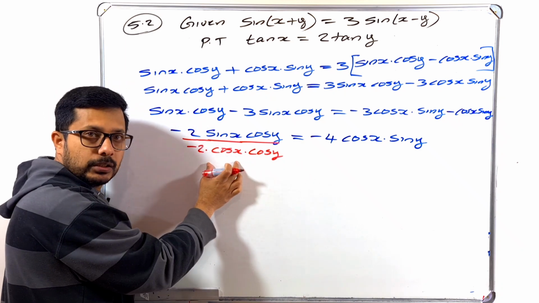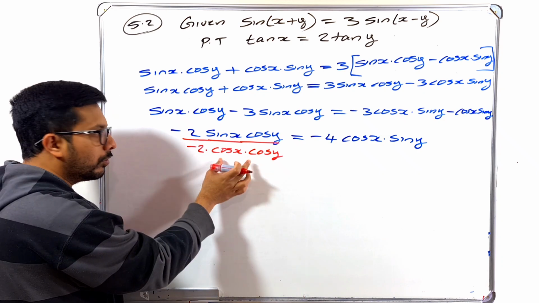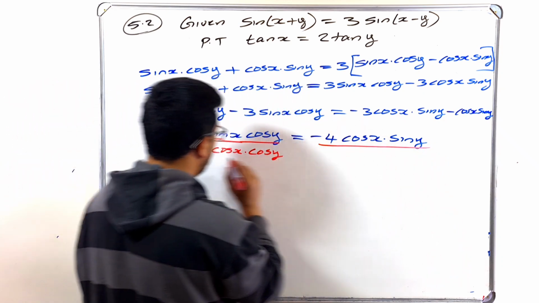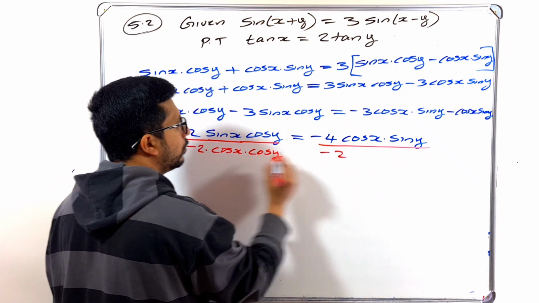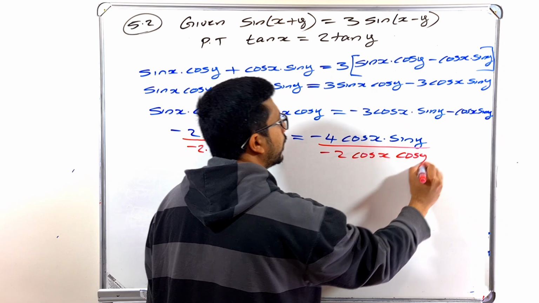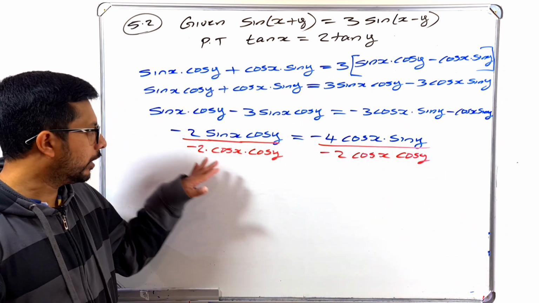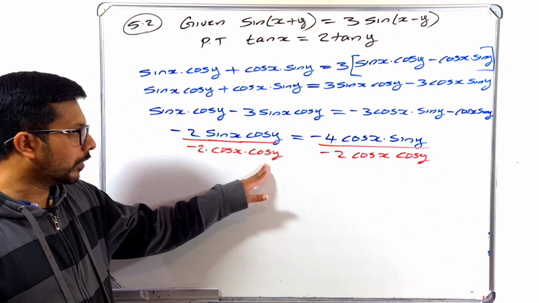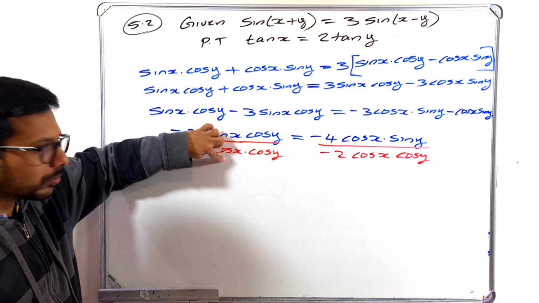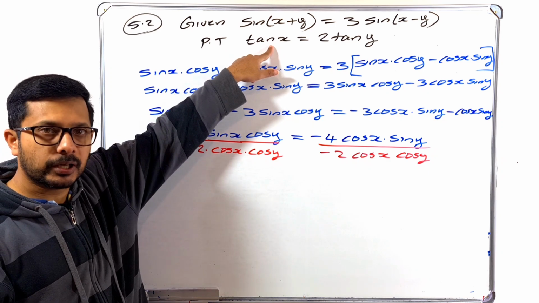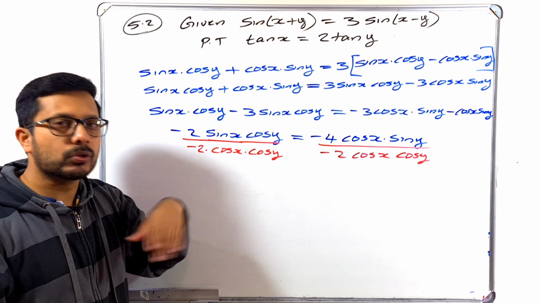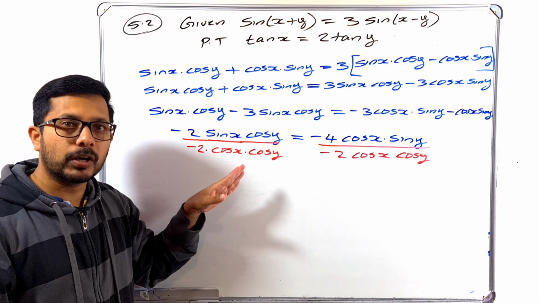I can't just divide only on the left side. If I divide on the left side, I must divide on the right side also with the same quantity. So divided by minus 2 cos x cos y. So listen here, why I divided with minus 2 cos x cos y? Because if I have a cos x here, then I know that sin x by cos x, I will get a tan x. But there is an extra thing here, minus 2 and cos y, that one also I have to delete. So what must I do?